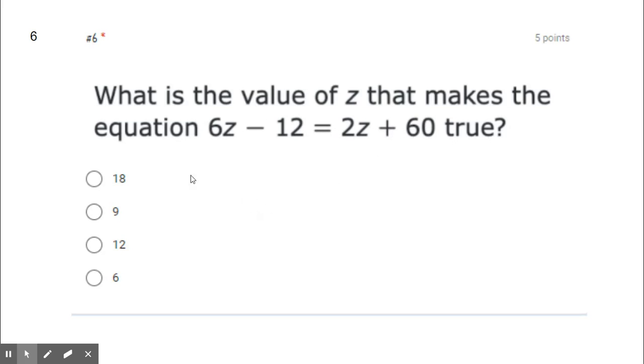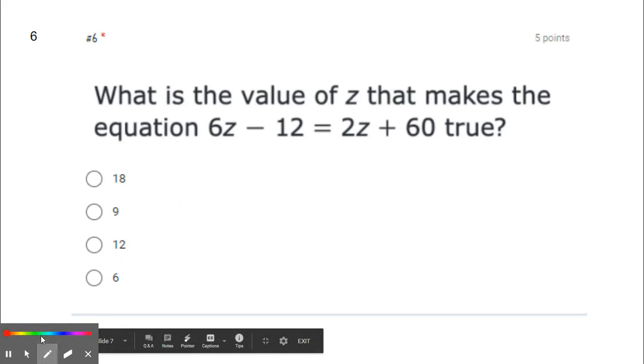Okay, you could do one thing since you're getting to use a calculator this year and take the number and plug it into the z and see if it works. So that'd be like 6 times 18 and then find what that equals minus 12. And then take 2 times 18 and add 60 and see if you get the same answer on both sides. If you don't, then that's not going to work out.